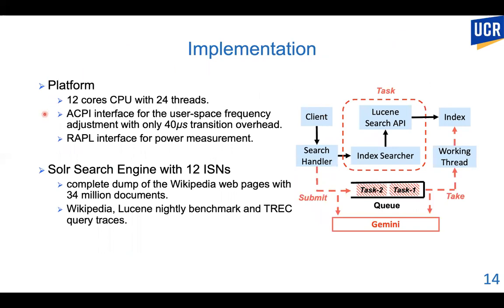Our framework is implemented on a platform with 12 CPU cores. We utilize the Linux ACPI interface for user space device control. The frequency transition overhead on our platform is just 40 microseconds, which is very low compared to the tens of milliseconds for the request service time. The power management is achieved by using the RAPL interface. For search applications, we use the well-known Solr search engine. A complete dump of the Wikipedia web pages with 34 million documents is uniformly indexed across 12 ISNs. The 3 query traces we used in our evaluations are the Wikipedia, Lucene nightly benchmark, and TREC traces.